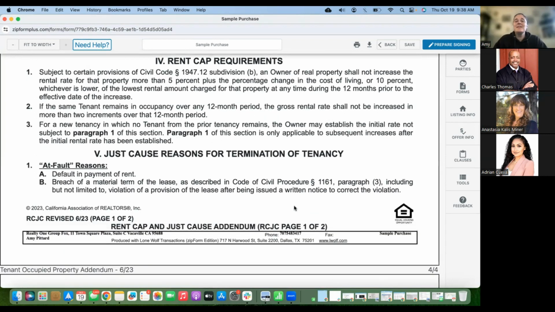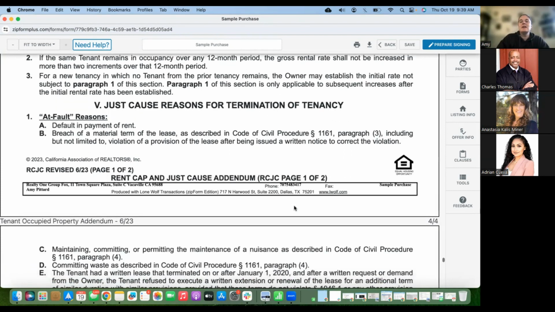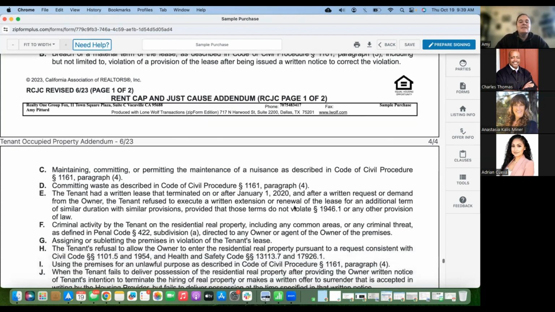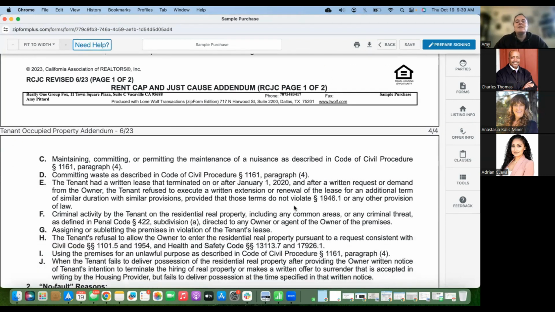Just cause reasons for termination of tenancy, at-fault reasons: default of payment of rent; breach of a material term of the lease as described in Code of Civil Procedure 1161, paragraph 3, including but not limited to violation of a provision in the lease after being issued a written notice to correct the violation; maintaining, committing, or permitting the maintenance of a nuisance as described in Code of Civil Procedure 1161, paragraph 4; committing waste as described in Code of Civil Procedure 1161, paragraph 4.